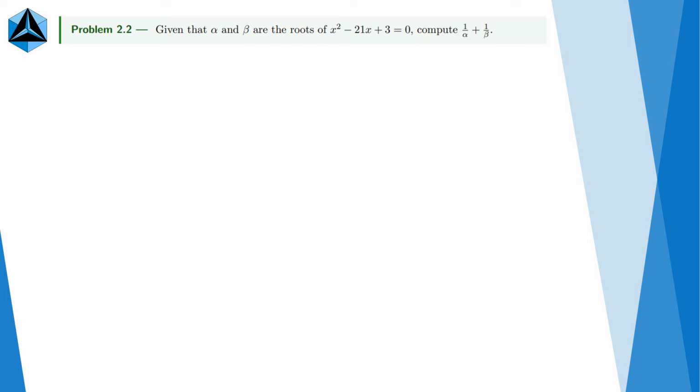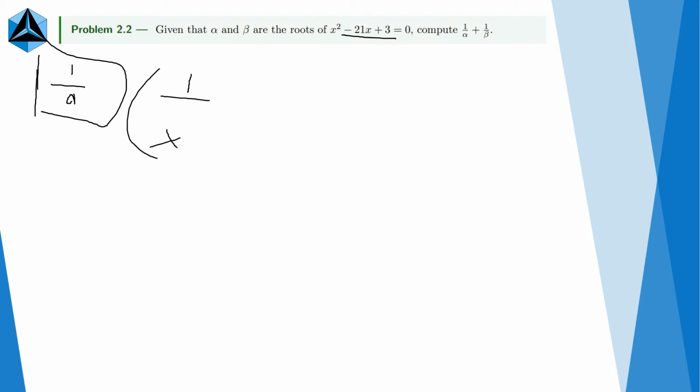So in this case, it's a little bit hard to make a polynomial whose roots are 1 over alpha and 1 over beta. However, here's the trick we'll do. We want to find out what the inverse of 1 over alpha is. So the inverse of 1 over alpha, well, that's just equal to, again, 1 over alpha. That's the inverse. And so we can substitute this 1 over x into this polynomial up here, and we get 1 over x squared minus 21 over x plus 3 is equal to 0, right?